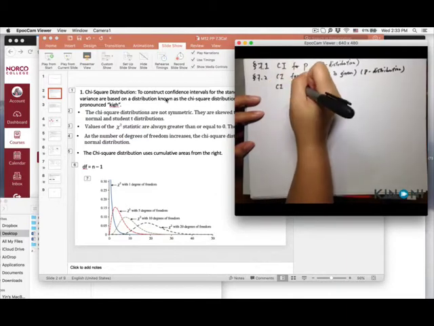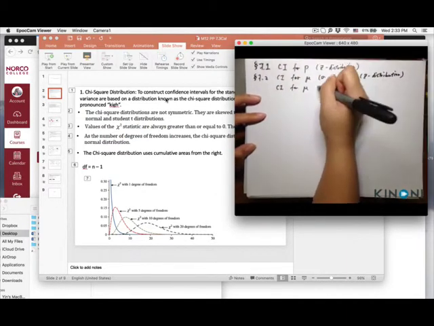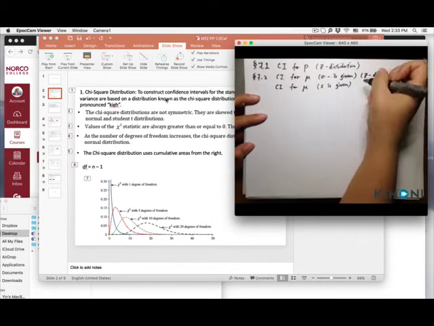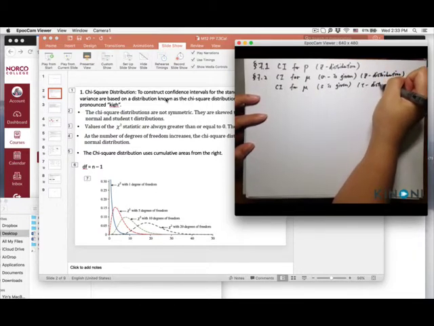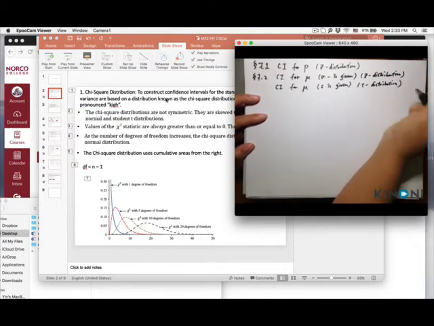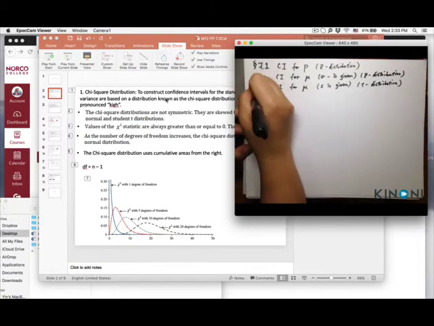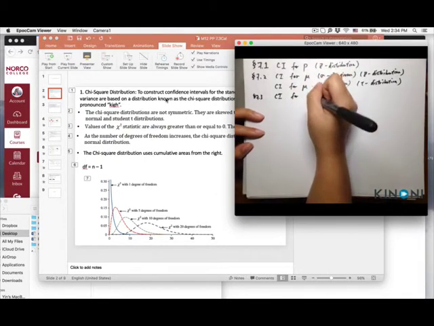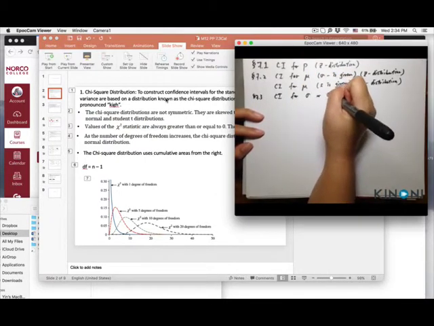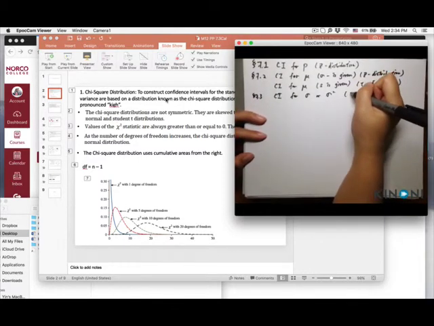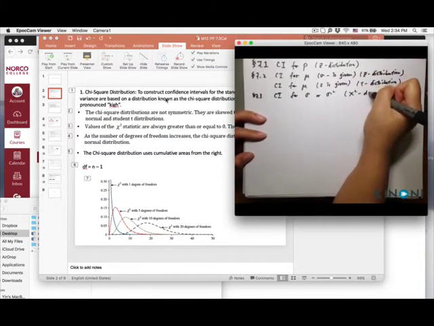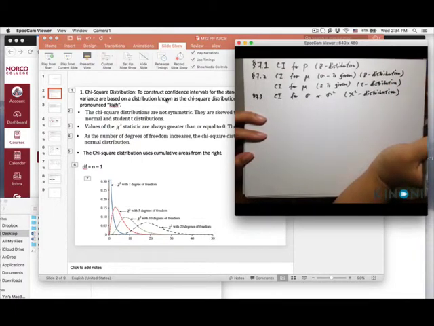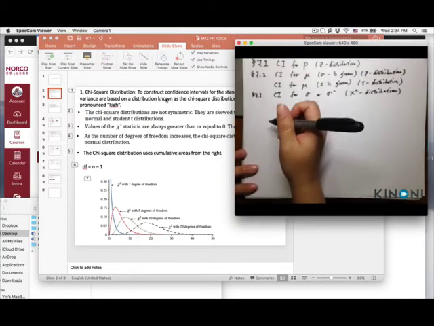But then the second part, confidence interval for population mean. This time when they give the sample standard deviation, then we will be using the T distribution. And section 7.3, confidence interval for population standard deviation or the variance, that will be using a new distribution. We call that the chi-square distribution.